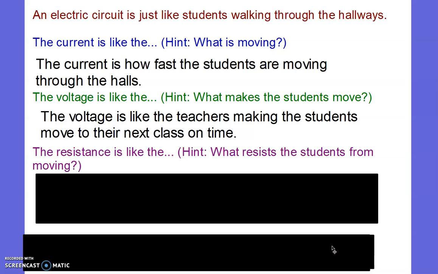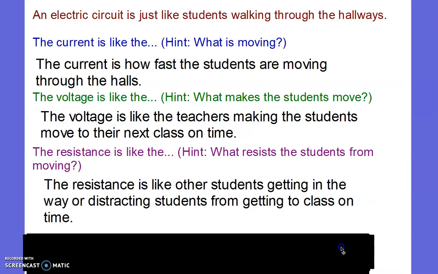And finally, the resistance, what prevents the students from getting to class on time? Well, that in this case would be other students getting in your way or distracting you from getting to your class. And we notice here, if we talk about the wires, the hallways would be like wires. And the shorter the hallway, the less resistance you encounter. And the wider the hallway, the less resistance you encounter because you can get around those other students.